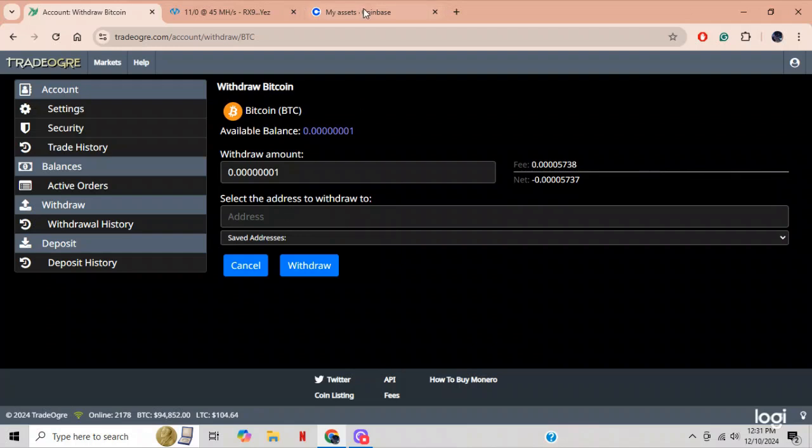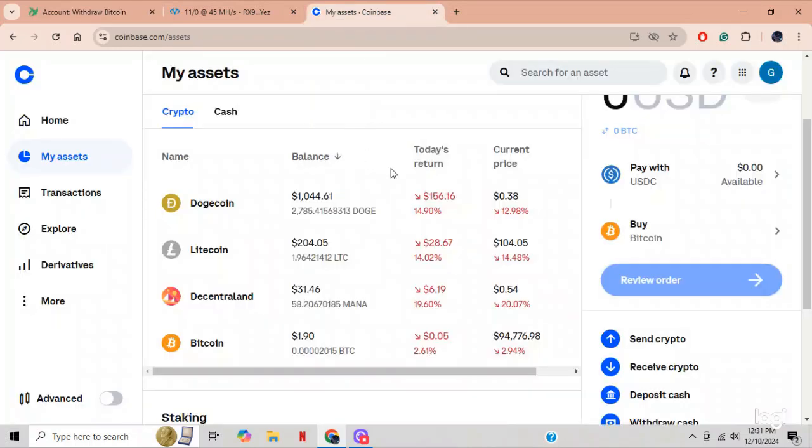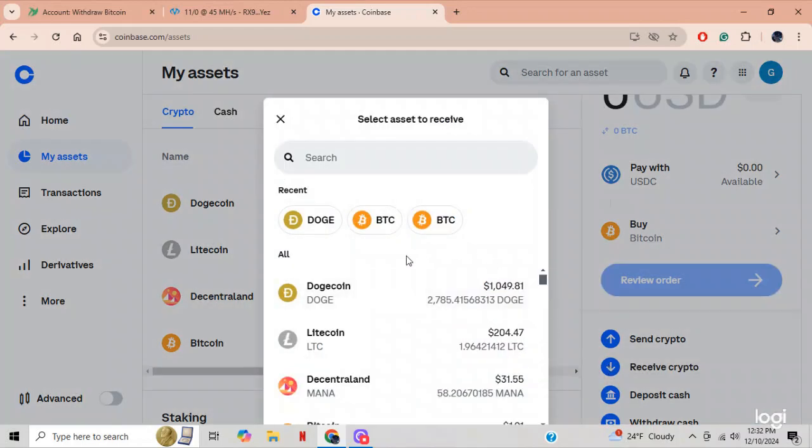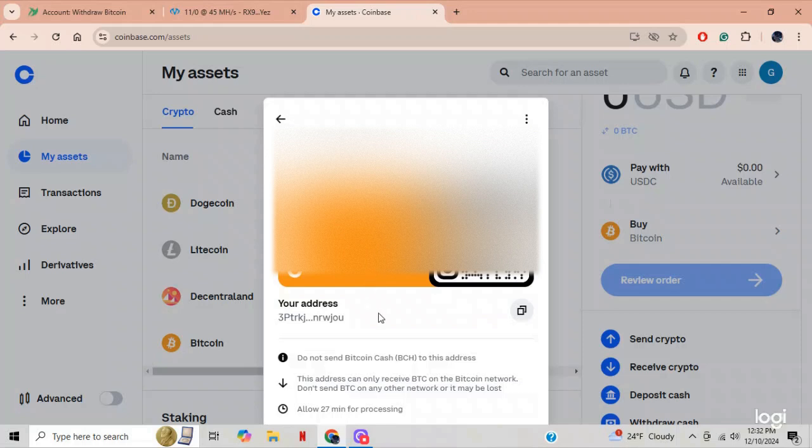Now I would go over to my Coinbase account, which is this right here, and boy is crypto taking a beating today. But anyway, right over here you go to your My Assets, and right down here you go to Receive. So you click on Receive. Now you're going to be sending Bitcoin from TradeOgre, so you click on Bitcoin. Right here it gives you your address.